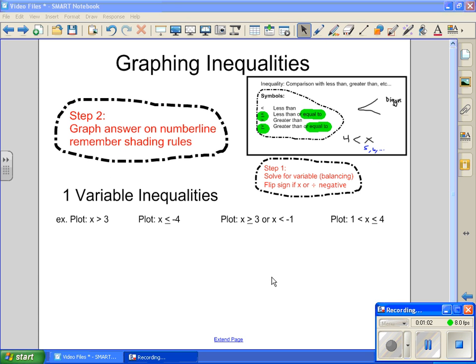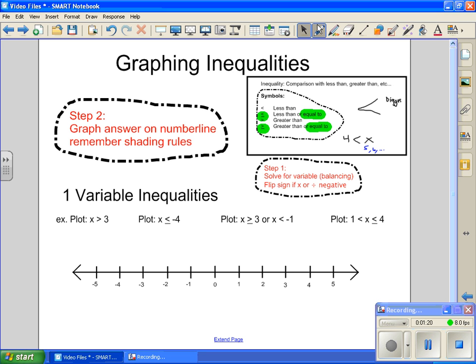So once it's balanced and you get these, now we actually have to graph it. When you have one variable inequalities, you're going to do this on a number line. So first you need to draw number lines. So there is our number line. Okay, let's begin with plot number 1. It says x is greater than 3.